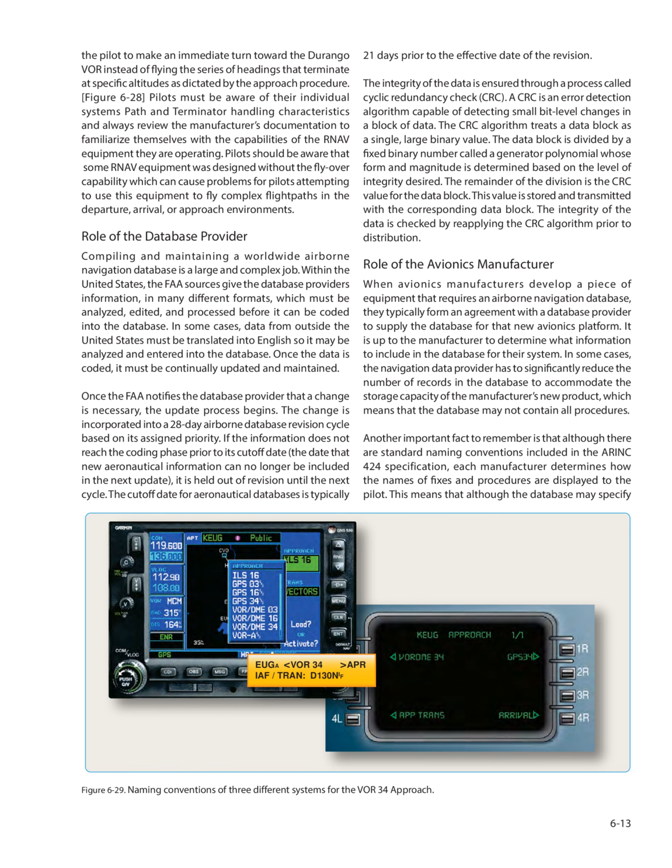The integrity of the data is ensured through a process called cyclic redundancy check, CRC. A CRC is an error detection algorithm capable of detecting small bit-level changes in a block of data. The CRC algorithm treats a data block as a single, large binary value. The data block is divided by a fixed binary number called a generator polynomial whose form and magnitude is determined based on the level of integrity desired. The remainder of the division is the CRC value for the data block. This value is stored and transmitted with the corresponding data block. The integrity of the data is checked by reapplying the CRC algorithm prior to distribution.